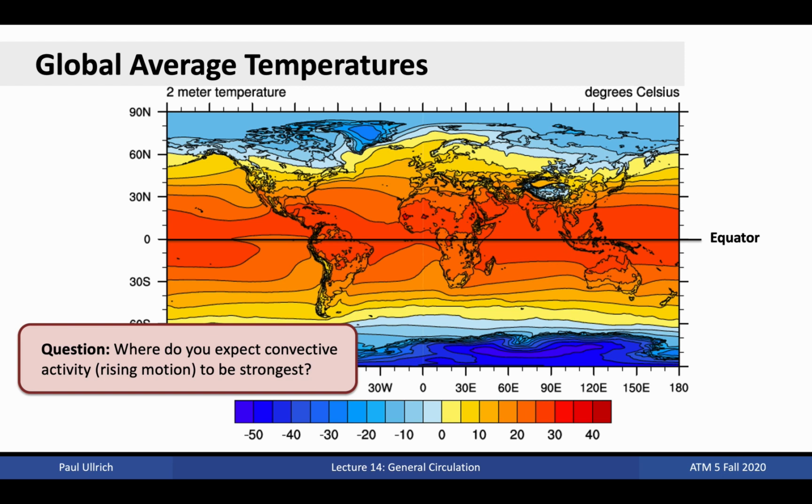Earlier in this class, we talked about convection of air. Namely, we aim to understand what happens to an air parcel that is warmer than its environment. Where is surface warming strongest on this plot? With that answer in mind, where do you expect convective activity or rising motion to be the strongest? Yes, convective uplift of air will be strongest where there is the greatest amount of surface warming. In this case, that occurs near the equator, where surface temperatures are the highest.